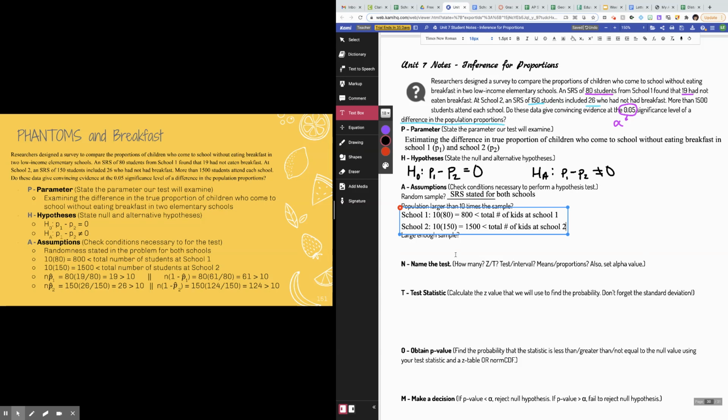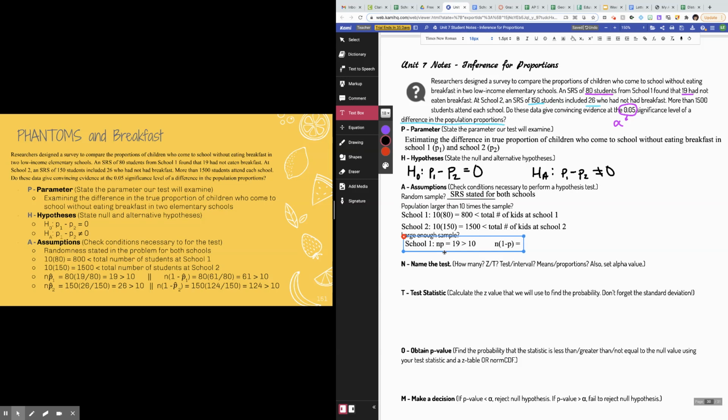Then I have to check, is my sample large enough? So for school 1, I'm doing np, and remember, that's the number of successes, which they told us in the problem was 19. And that's greater than 10. And then my number of failures, which is n times 1 minus p. I really should be using my subscripts like n1, p1, but I'm not, just for sake of time and ease.